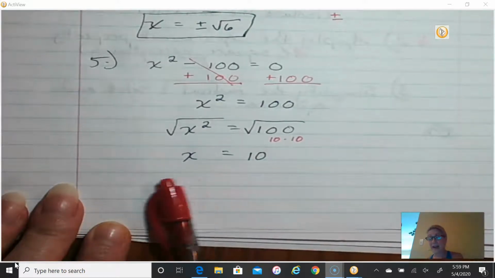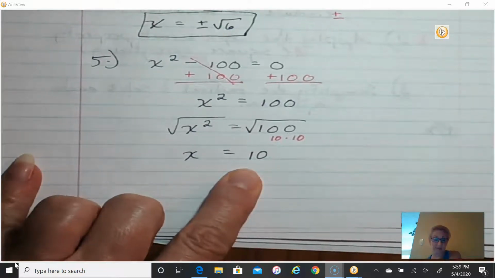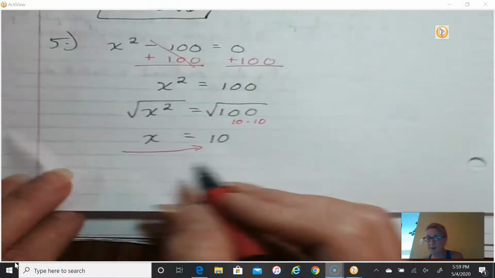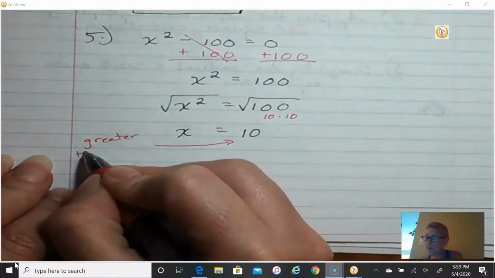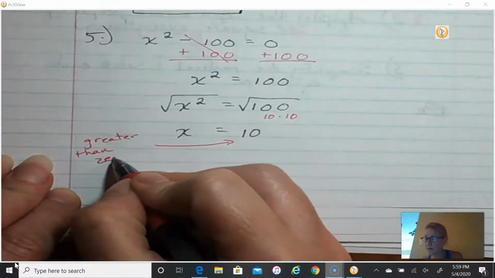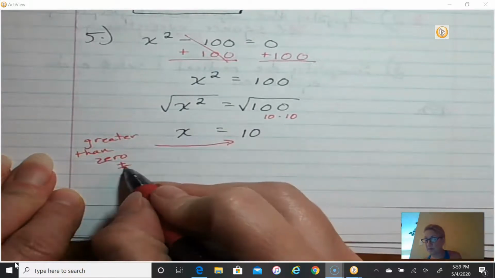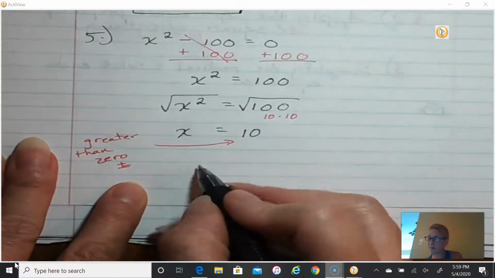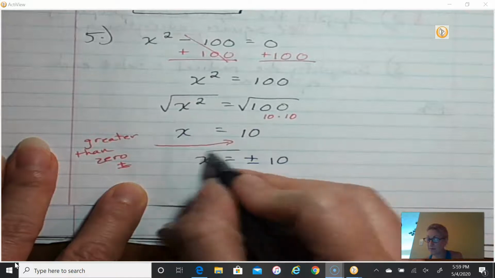Okay, so we have this. Now, is that greater than 0 or less than 0 or what? It is greater than 0. So therefore, it's going to be plus or minus, okay? So then the answer is x equals plus or minus 10.